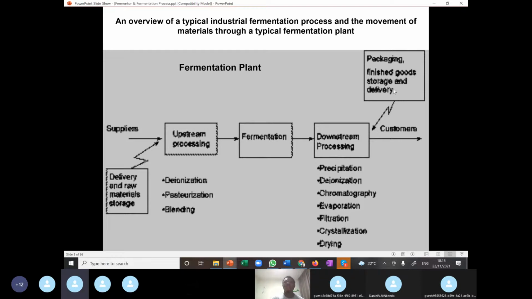After that, we do what we call outbound logistics, which will include us packaging the product into branded forms that can easily be marketed, and then the stores will deliver them to customers.